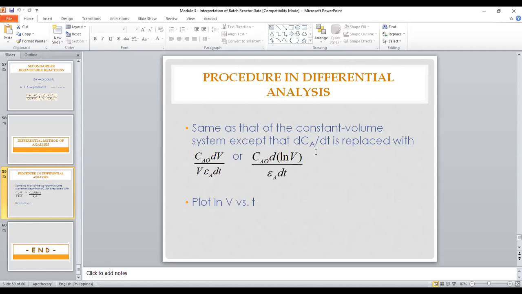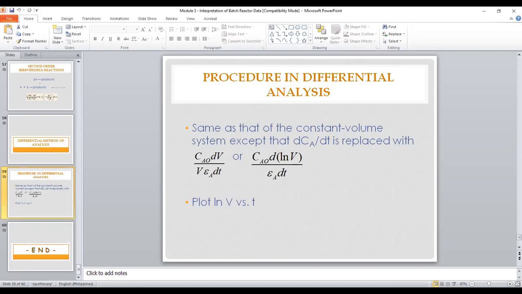In this case now, the slope is not dCA dt, but it could be this one. CAO dV over V epsilon A dt. Actually, this one is just equivalent to this. So your slope now is not dCA dt in the case of this particular type of reactions, varying volume, but rather this one. So what you're going to plot is actually the ln of V versus t. And then the corresponding slope will be this one for a differential analysis. And that is for varying volume reactions.